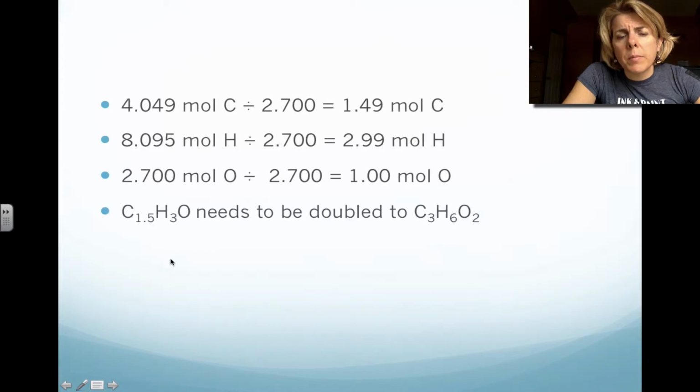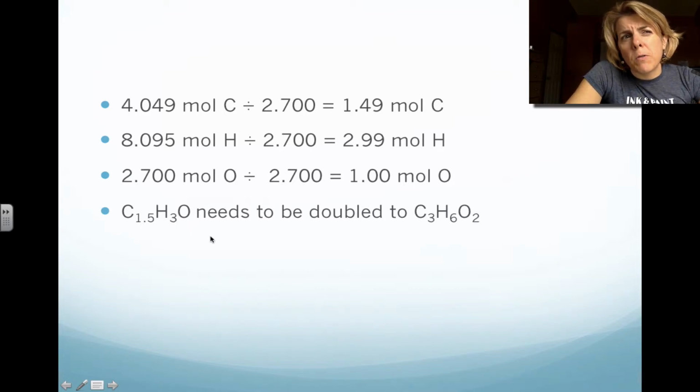Here's another example where you have a compound that has C, H, and O. When you look at the ratio of atoms, it's 1.5 to 3 to 1, and that would not be acceptable for an empirical formula. So in this situation, you would have to double the amount of moles.